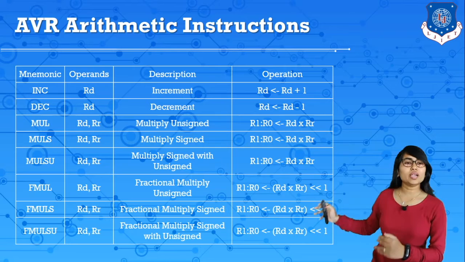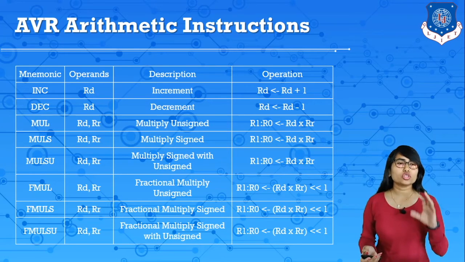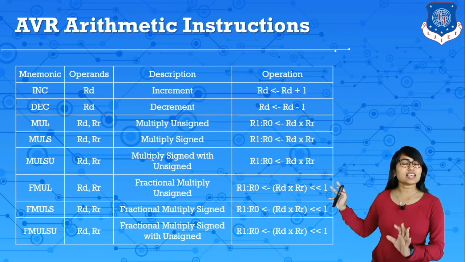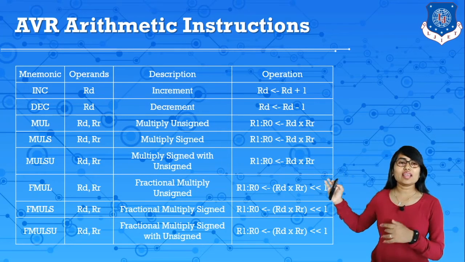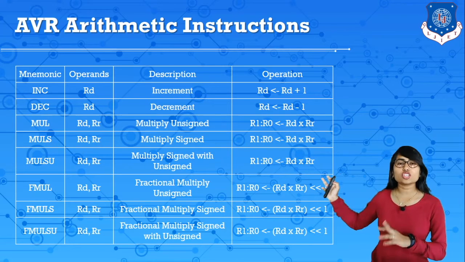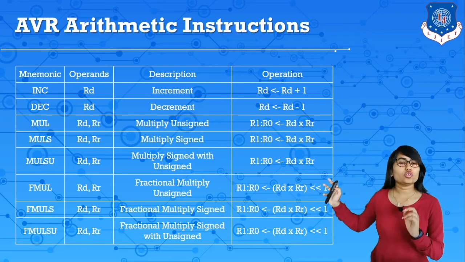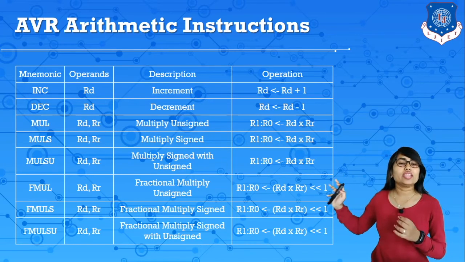Now the others are the multiplication instructions. In multiplication we have to check the sign and magnitude of whatever data is used. For simply unsigned data, that means we have no idea about the sign of the data, we can use the MUL instruction. So whatever the contents of Rr and Rd are, they are multiplied, and the result is stored in R0 and R1 whenever we use MUL. Then MULS. Here there are signed numbers, so Rd and Rr are treated with a sign bit.